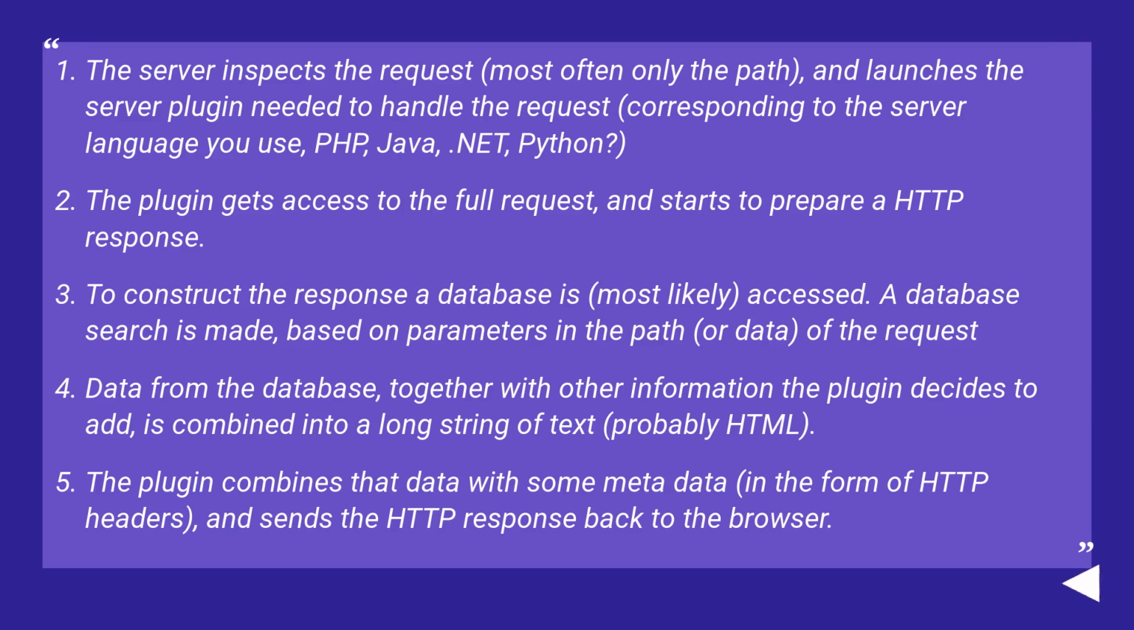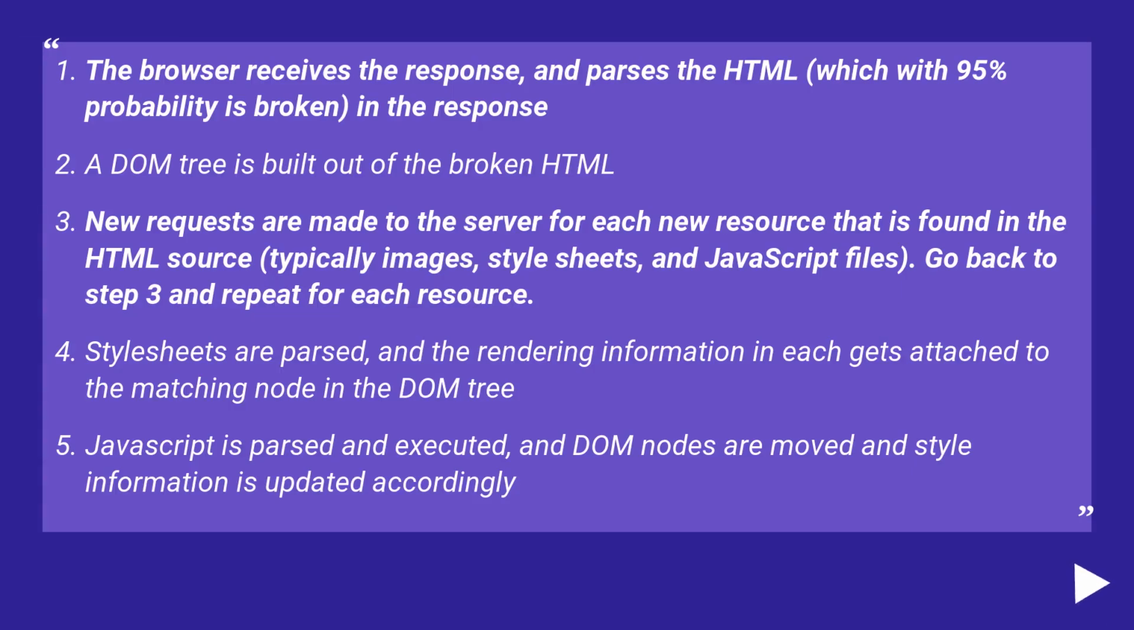Data from the database, together with other information the plugin decides to add, is combined into a long string of text, probably HTML. The plugin combines that data with some metadata, in the form of HTTP headers, and sends the HTTP response back to the browser. The browser receives the response, and parses the HTML, which with 95% probability is broken, in the response. A DOM tree is built out of the broken HTML.